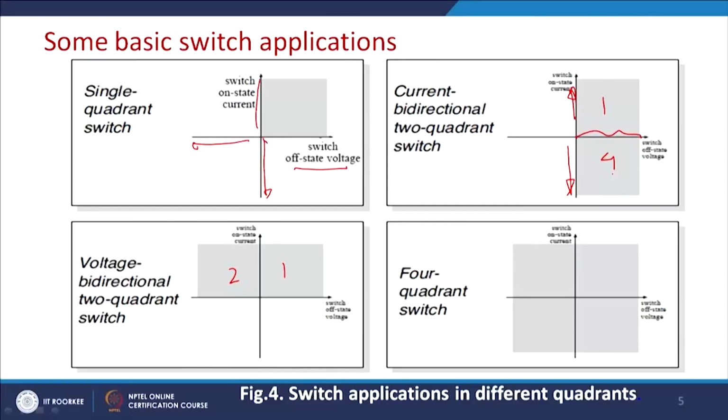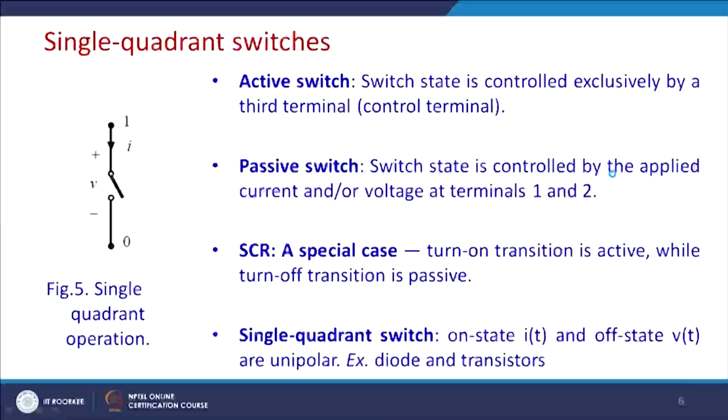In the same way we may require a kind of switch which can flow current in either direction and block the potential in either direction. If that is possible by a switch or combinations of switches, we say that this is a four quadrant switch. Let us see an application of it.